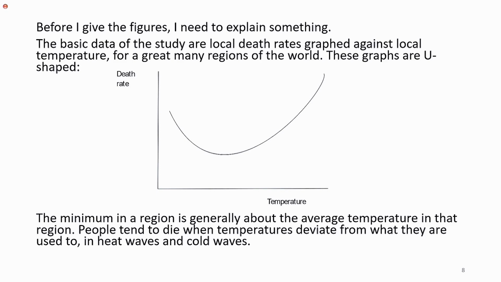Basic data for this study are local death rates graphed against local temperatures. They have data of this sort for thousands of different regions of the world. And each of them can be put in a graph, and the shape of the graph is roughly U-shaped. It shows that there's a temperature at which the death rate in the particular region is at a minimum, and if the temperature gets much below that or gets much above it, then the death rate goes up. The minimum is generally about the average temperature in the region. This is because people are adapted to the place where they live, and they tend to die if the temperature deviates from what they're used to in either heat waves or cold waves. That's the explanation of this graph.